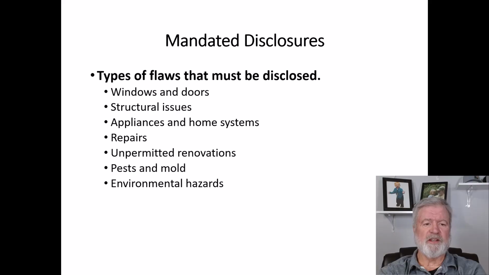So let's look at some examples here. And again, this is not an all-inclusive list, but windows, doors, the structure. Obviously that's a big issue right there, if there is one. Appliances, if your appliances don't work, those things need to be disclosed. Repairs, and what they're talking about there is, if you've made significant repairs of some sort, like structural or foundation repairs, then that needs to be disclosed for a number of reasons.